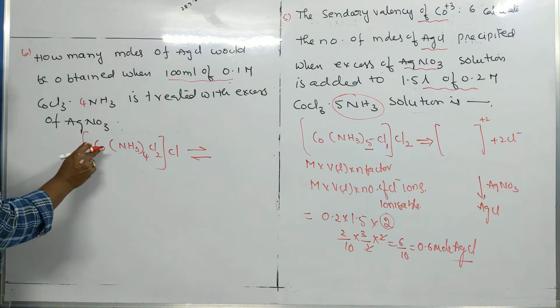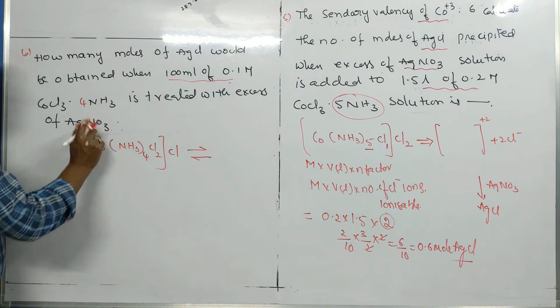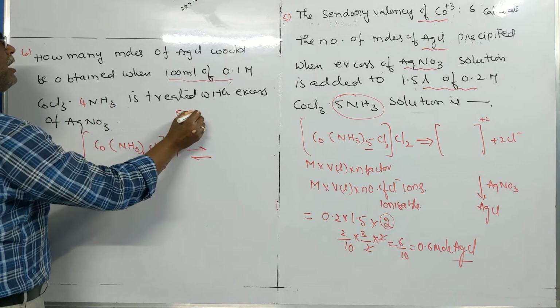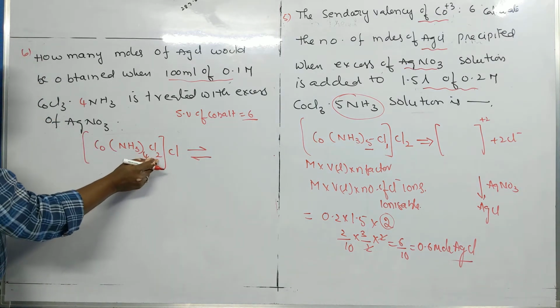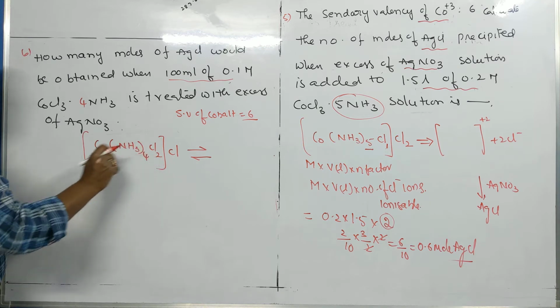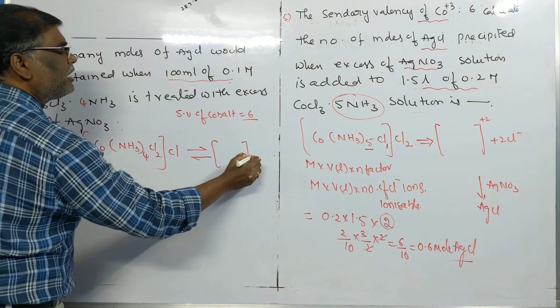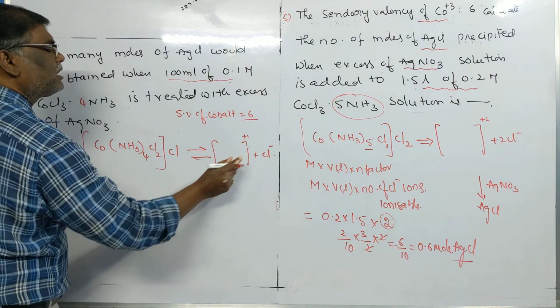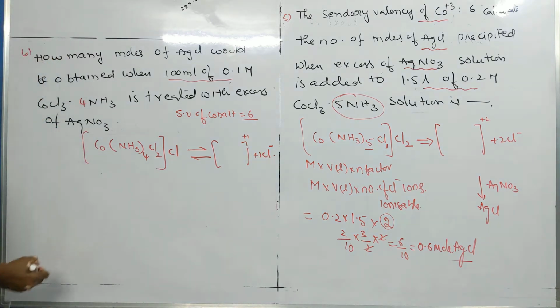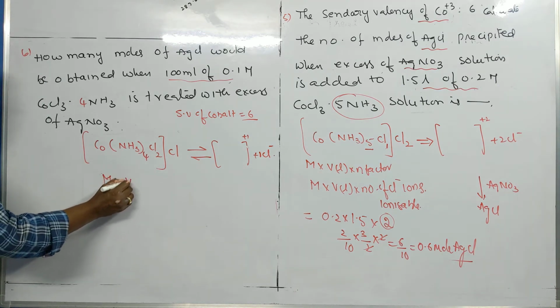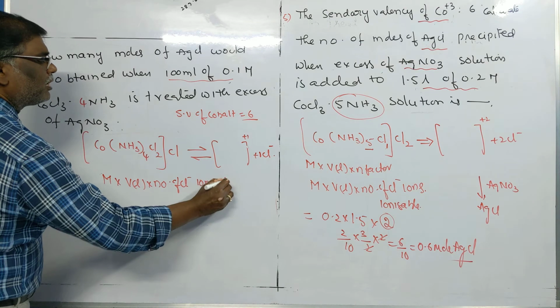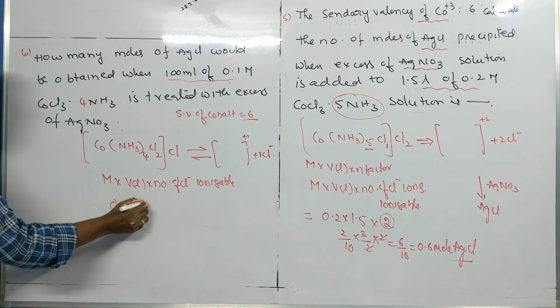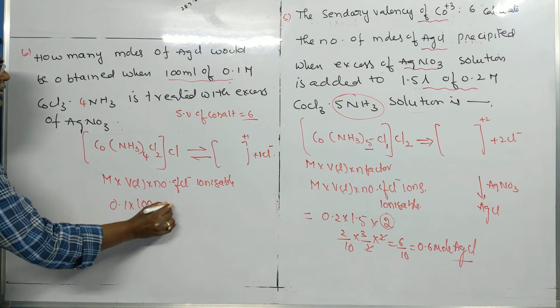I repeat once again. Co is surrounded by 4 NH3, whereas the secondary valency of cobalt is 6. Already 4 are satisfied, so to satisfy the rest, 2 chlorides are inside the complex. Only 1 chloride is outside the complex. That's why when the complex ionizes, it produces the complex ion and 1 chloride only. So in this case the N factor is 1. So how many moles of chlorides are available? Molarity into volume in liters into number of ionizable chlorides. Molarity is 0.1, volume is 100 by 1000 because it is taken in liters, into 1 ion.